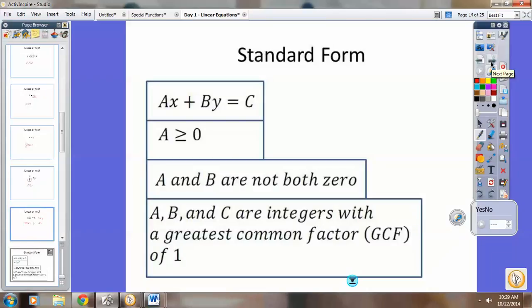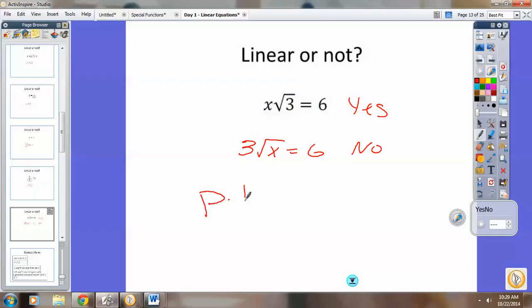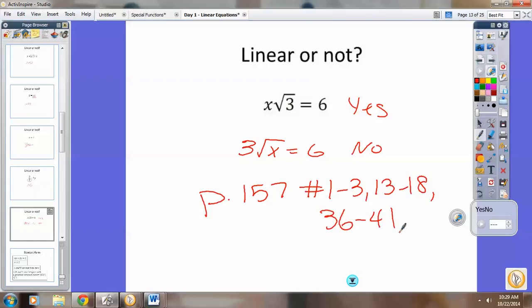Okay, I'm going to stop here. We're not going to start standard form until tomorrow. Today, it's important that you get all your homework right because tomorrow we're going to take those equations that are linear and put them into standard form. So make sure that you're doing this assignment. You're going to need it for tomorrow. It is out of your book on page 157. Please utilize your time in class. You've got time. You can probably get this finished.